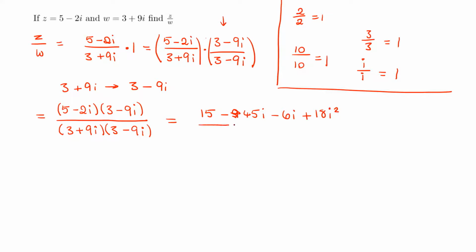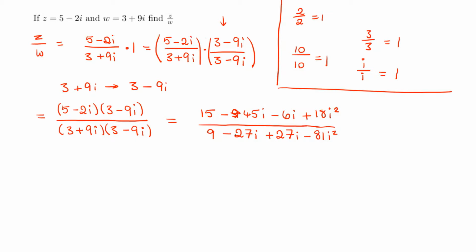Okay, so now that we've multiplied the top out, let's look at the bottom. So the bottom is going to be 3 multiplied by 3, that will give me 9. 3 multiplied by minus 9i, that's going to be minus 27i. And then 9i multiplied by 3, plus 27i. And then 9i multiplied by minus 9i, this is where we have to be careful, is going to give us minus 81i squared.